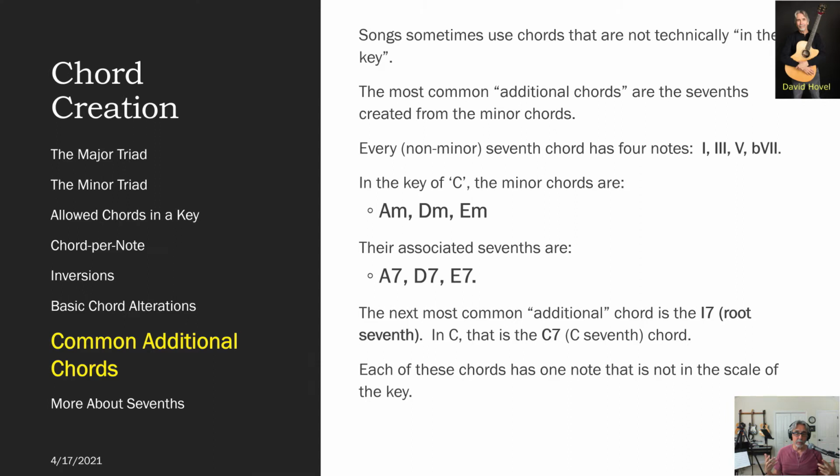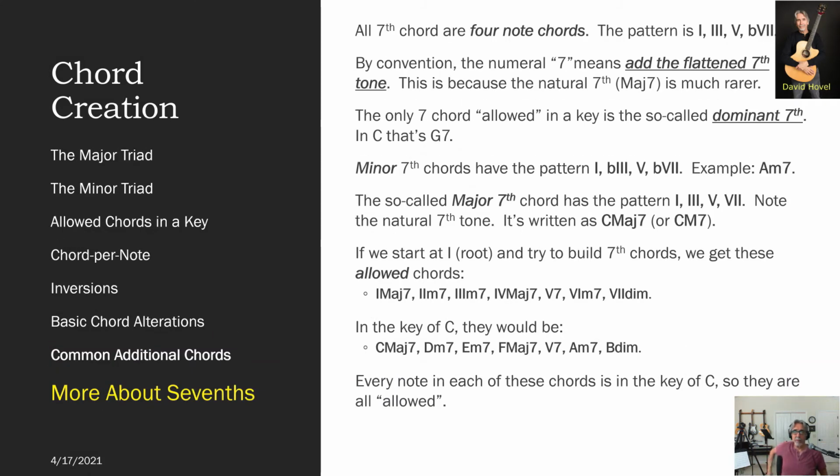The next most common one, which I consider just a variation on C, is to play the 1-7, that's to say the C7 chord, root 7th. Every one of these chords has a single note that is not in the key. So it's close, but no cigar. Now I'm going to talk a little bit more about sevenths. Again, they're 4-note chords which have the pattern 1, 3, 5, flat 7.